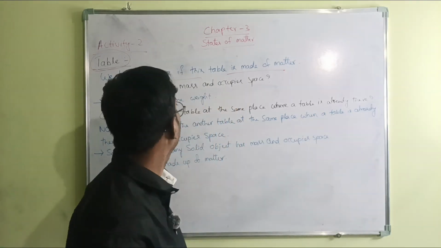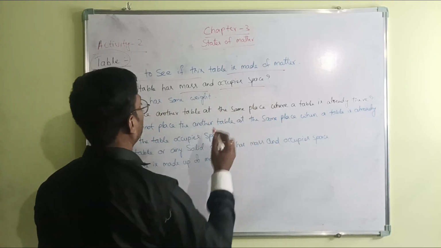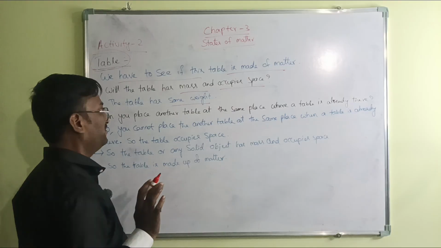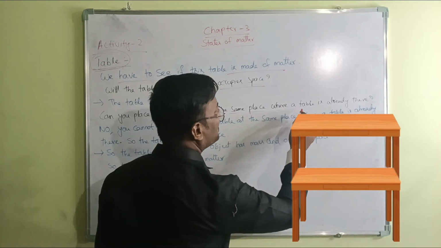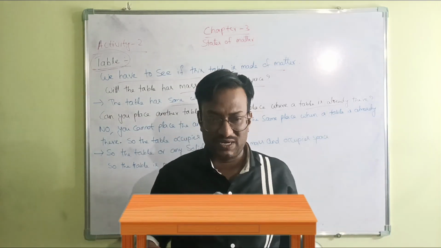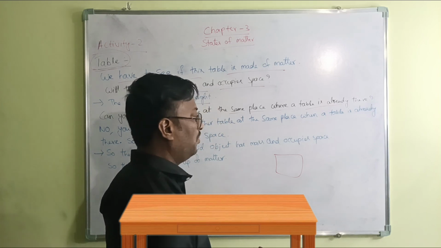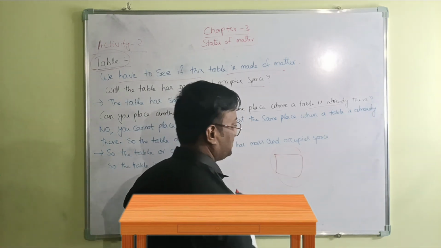Come, let us see. Does the table have mass and occupy space? The table has some weight, definitely. Can you place another table at the same place where the table is already there? Suppose here there is a table. You just consider this to be a table here. So this occupies this much space.